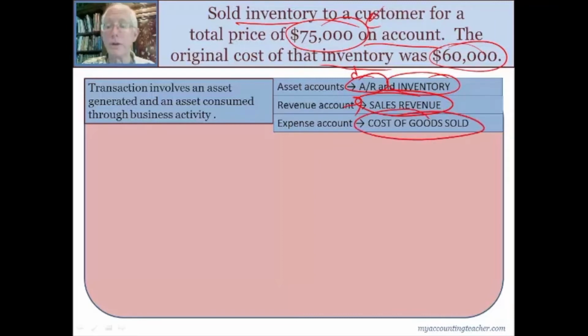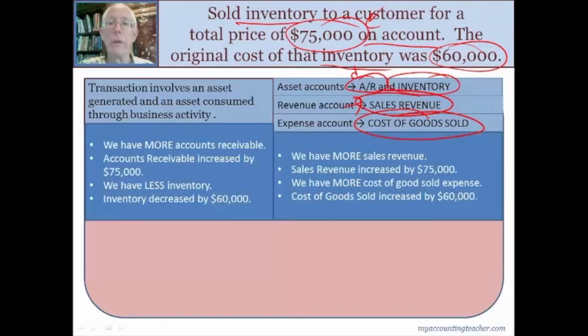So let's figure what's what. What went up, what went down. The asset, accounts receivable, just went up by $75,000, but that's partially offset by the fact that my asset inventory went down by $60,000. The revenue, remember revenues reflect the amount of assets created through doing business. Well, they just went up. Revenues just went up by $75,000. But my expenses also just went up. The cost of goods sold expense just went up by $60,000. That's part of the cost of doing business.